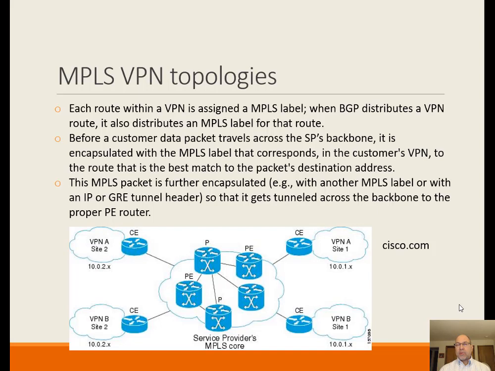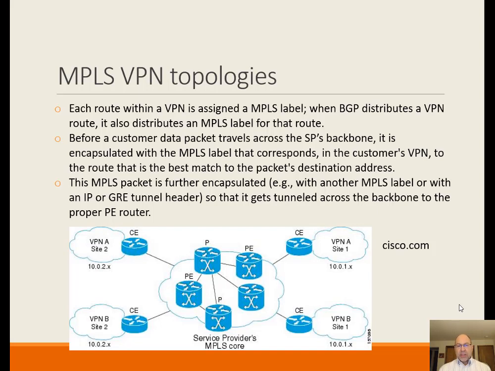Importantly, the two sites have to be connected to the MPLS backbone or the MPLS provider network. Each VPN now is going to be assigned an MPLS label. And so in that way, the routers know how to forward this. So when the BGP distributes the VPN route, it distributes the MPLS label for the route. Now we have this concept also of trying to match the best path or the best label to this particular VPN, remembering that there might be more than one way to get to a particular destination. So that's part of the process as well.